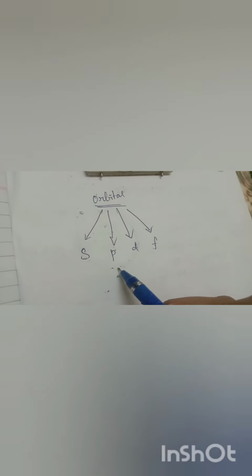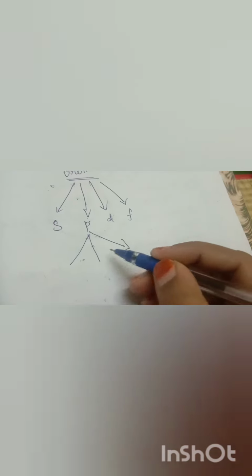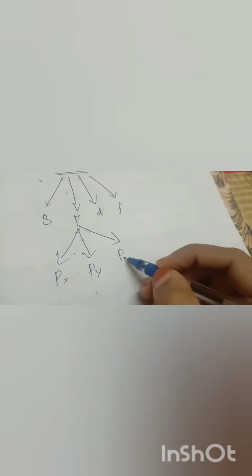What is the shape I said? S orbital is spherical shape, P orbital is dumbbell shape. I said 4 types: S, P, D, F, and this P orbital has 3 orientations. It is also divided into 3: Px, Py and Pz. This Px orbital will have its axis along the x-axis, like this it will be along the y-axis, and it will be along the z-axis.